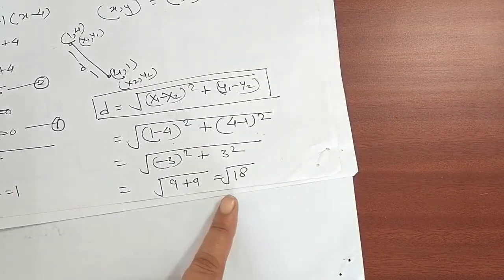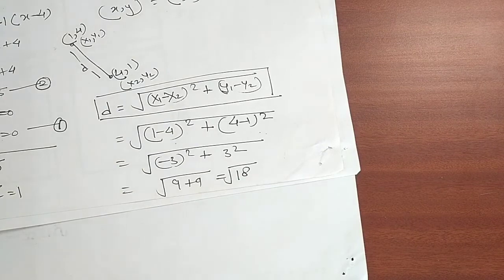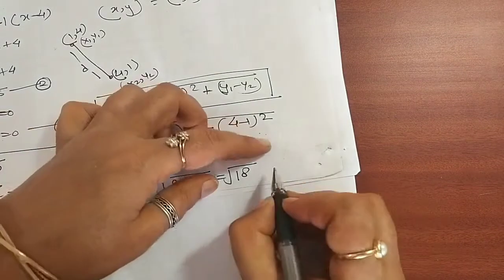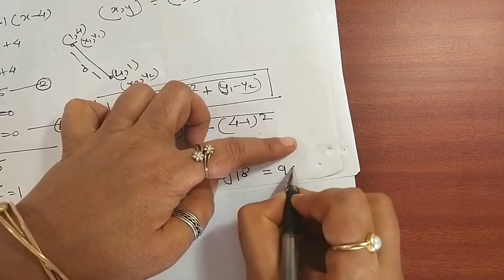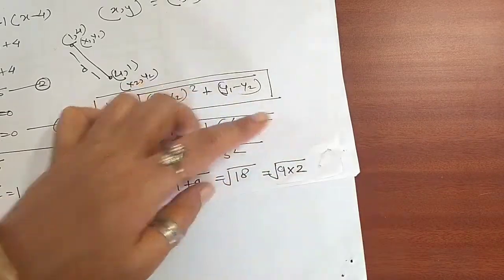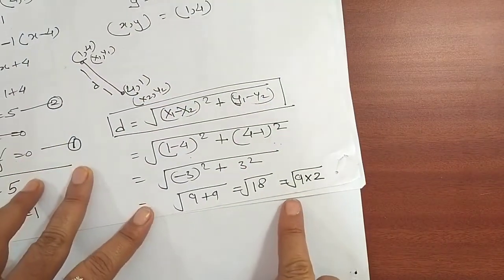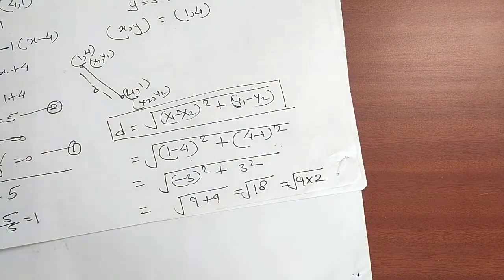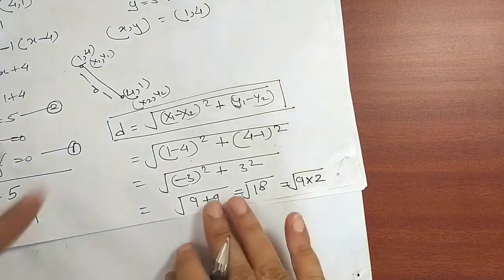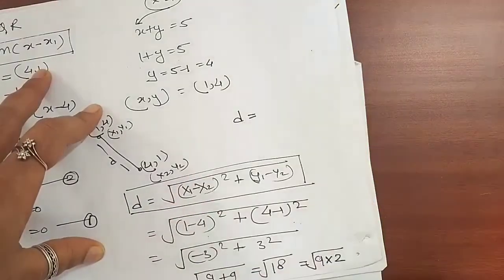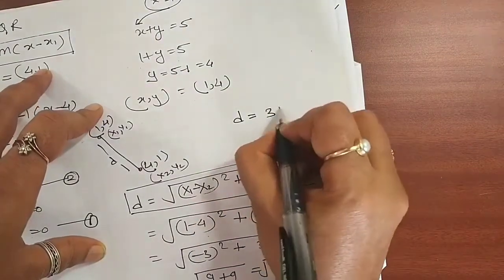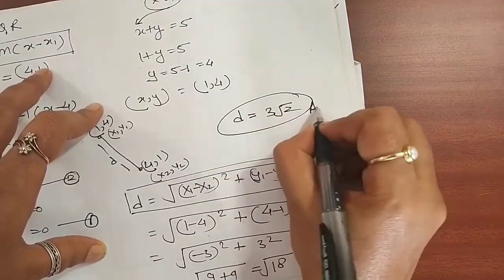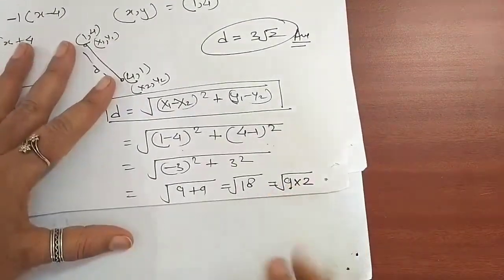And what is root 18, guys? I think you should know it. 18 I can write as 9 into 2, root. And root of 9 into 2 is nothing but, I'm just writing here, so D will be, 9 will come out as 3 root 2. This is my answer. I hope you understood.